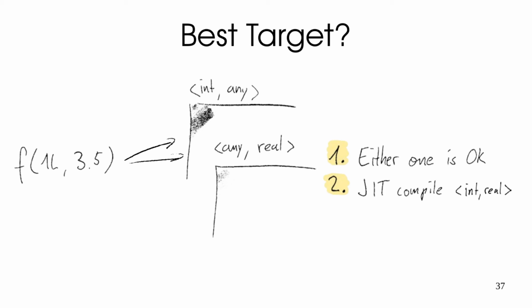And here the best choice would of course be int and real. In RJ we have a heuristic and we keep track of suboptimal choices, and when they happen frequently enough we will do exactly that, we will add a new version to the function.